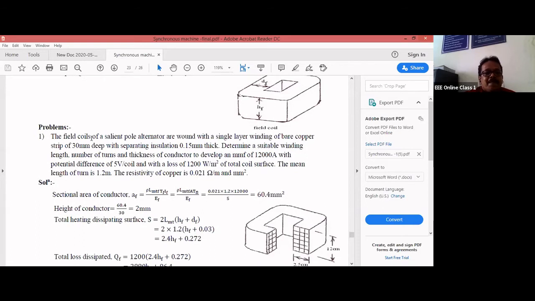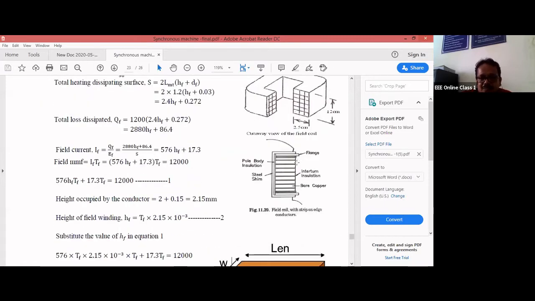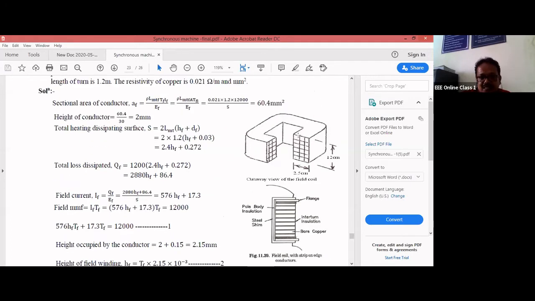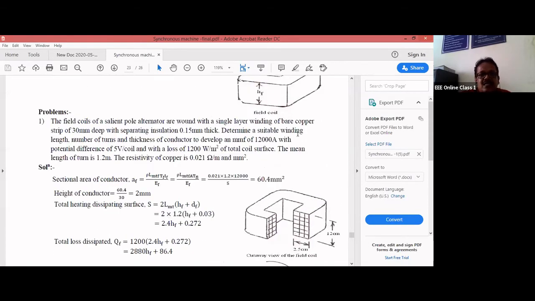Now let us go. A field coil of a salient pole alternator is wound with a single layer winding. Means with respect to this pole, they are wound with only a single layer. Single layer means if you see a cut section here, this is something about 3 layers, 1, 2, 3 layers. This is for reference I am showing you. Single layer means only this layer. Along that pole, they are going to wind only the single layer. Okay, single layer bare conductor strip of 30 mm deep with separating insulation of 0.5 mm thick.